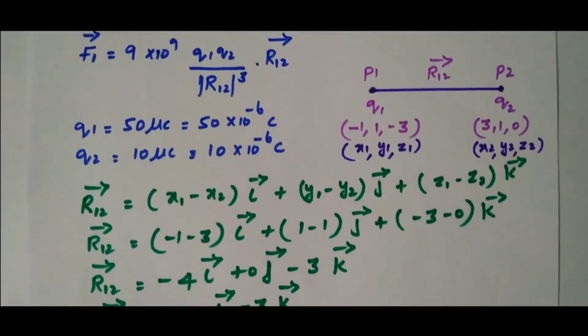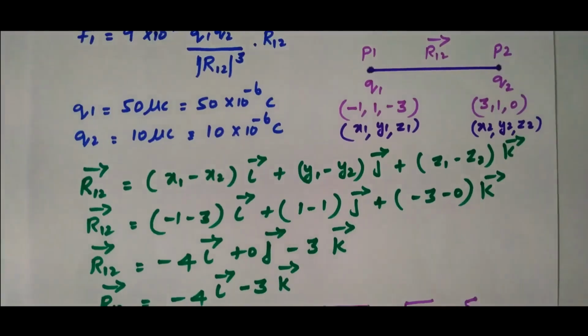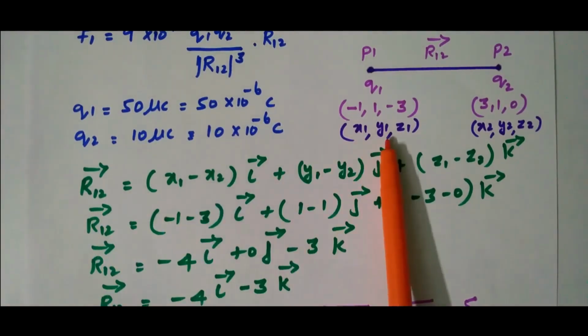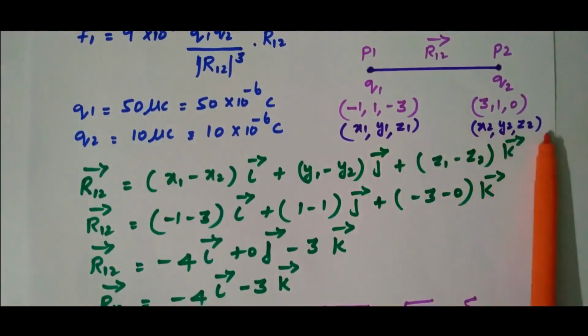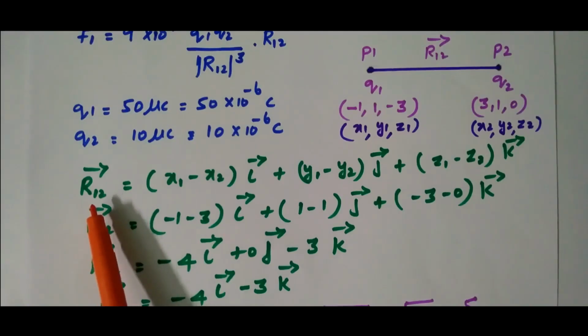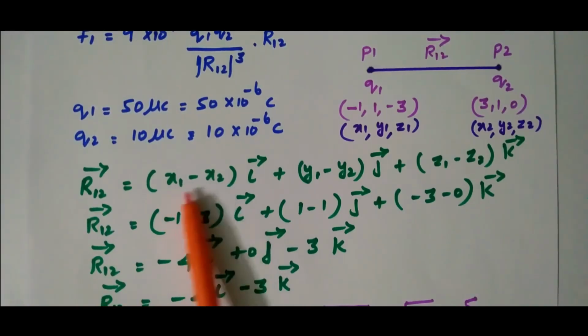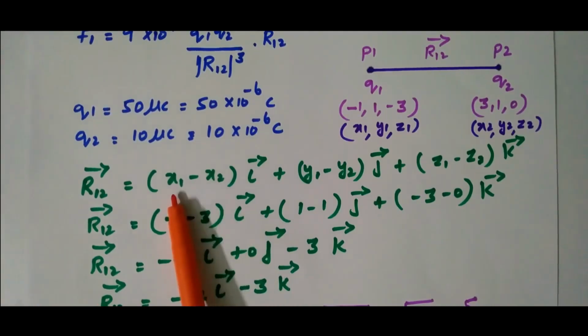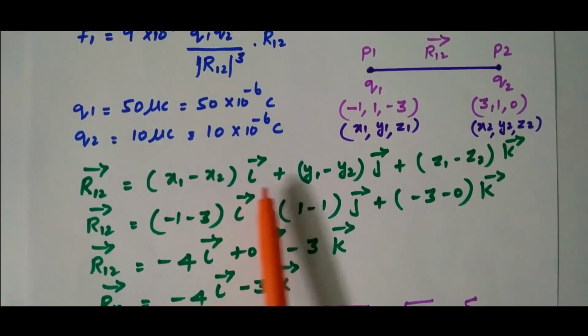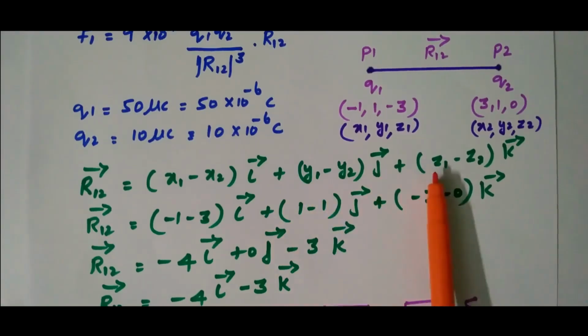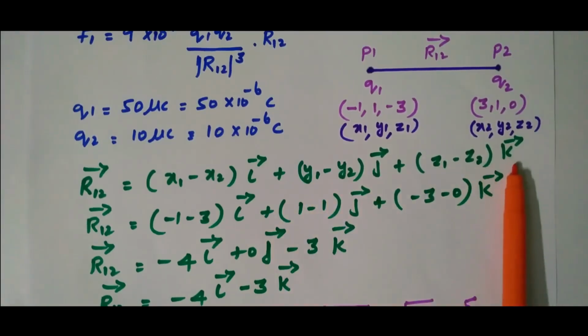How will you find this r12 vector? The r12 vector is nothing but the distance vector, the distance between the two points, very easy. Here we have x1 y1 z1 and x2 y2 z2. So the r12 vector can be calculated as x1 minus x2 into i vector, plus y1 minus y2 into j vector, plus z1 minus z2 into k vector.